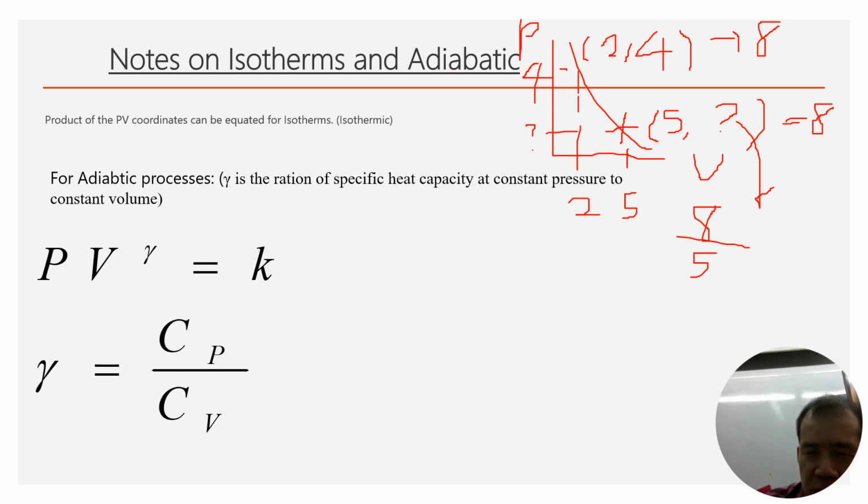Okay, this is just a specific note on isotherms. Now, for the next process, adiabatic. Adiabatic follows this formula: PV^gamma equals a constant K. This gamma is really just the ratio of the specific heat capacities, so it's defined that gamma is equal to Cp over Cv.